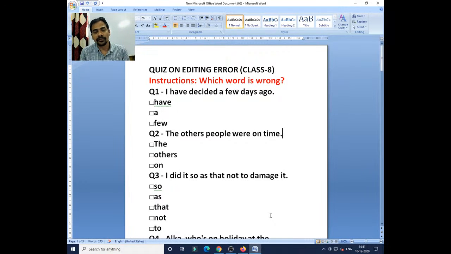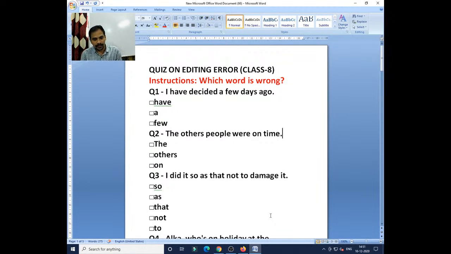Now today we'll have the competition. There is one quiz on editing error. It's a little bit tricky. Some tricky questions will come, and we'll see the instruction. You can read it out very carefully. And the fastest one, of course, I'll give very good marks in the English paper. This time also.